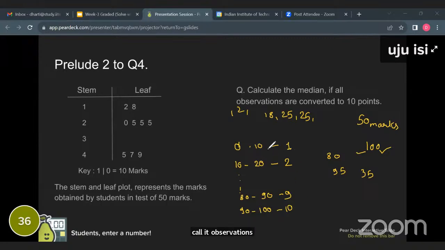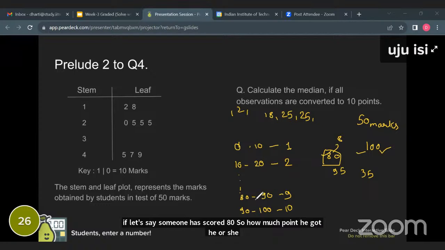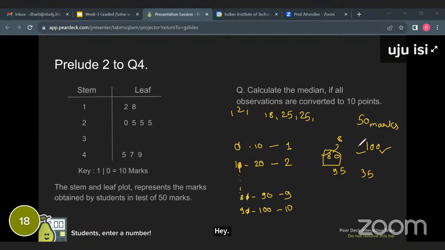So your marks are converted to points now. Let's say someone has scored 80 marks, how many points did he or she get? Actually, it is not 9, it should be 8. It's my mistake, sorry. He or she will get 8. If someone gets 25 marks, where does it lie? You have to find it: 21 to 30, so it should be 3. So do you understand what it means when we convert observations into points?